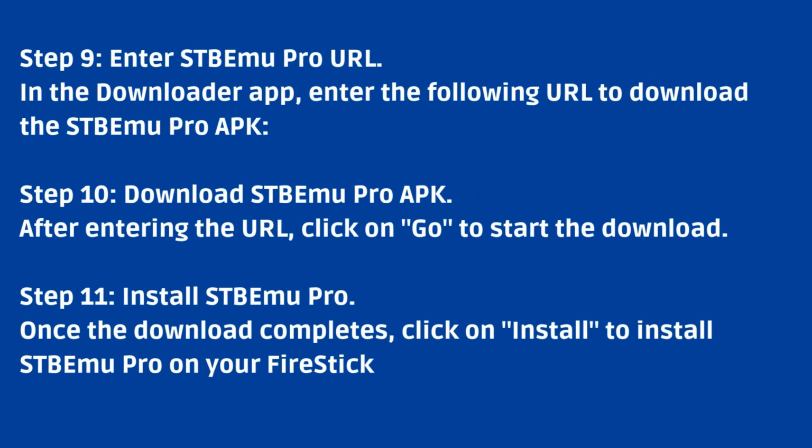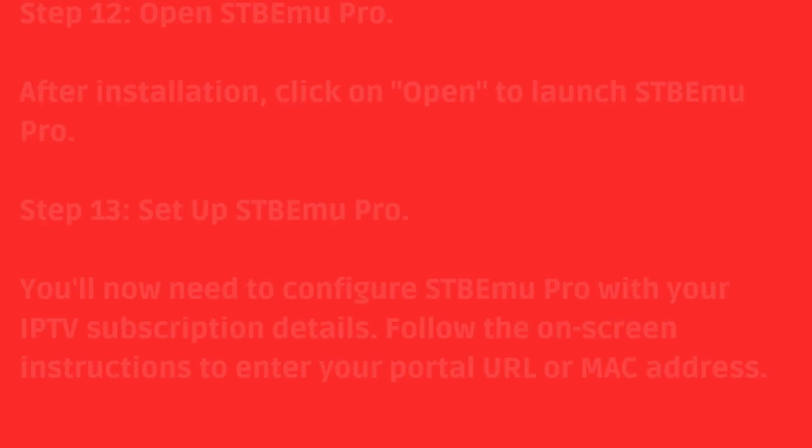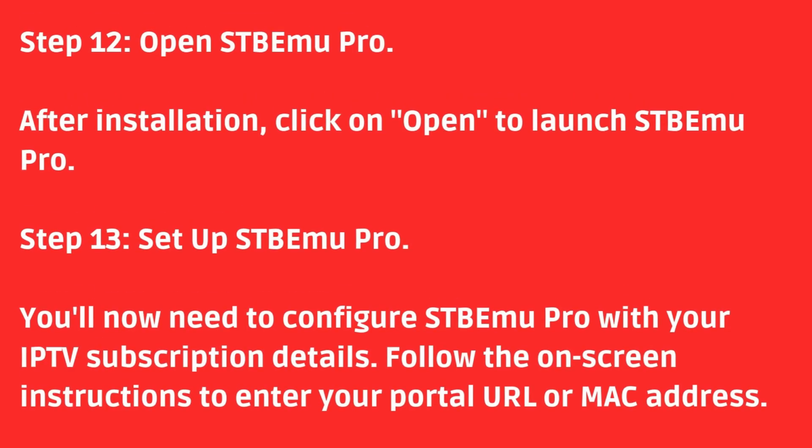Step 11: install STBEmu Pro. Once the download completes, click on Install to install STBEmu Pro on your FireStick. Step 12: open STBEmu Pro. After installation, click on Open to launch STBEmu Pro.